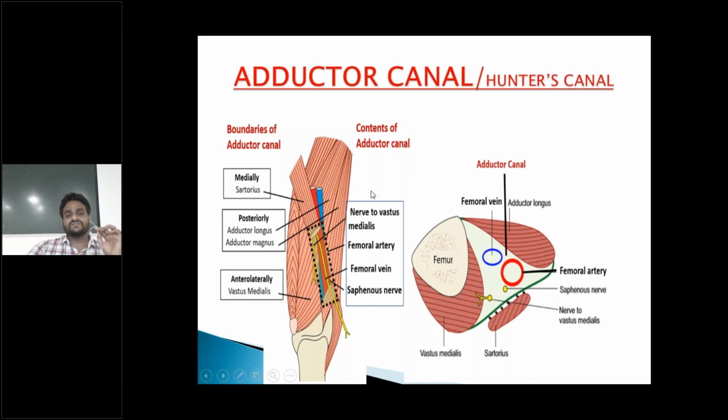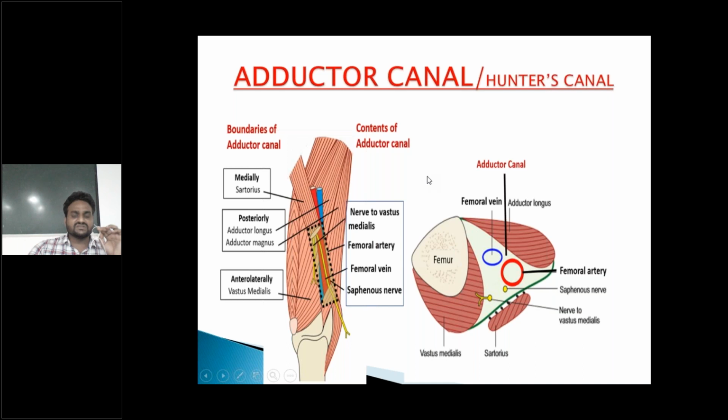Now the contents of the adductor canal, on another side we can see the contents. Same, the main contents: femoral vessels, femoral artery, femoral vein. These are the main contents of the adductor canal. These are accompanied by the saphenous nerve, which is a branch of the femoral nerve. And the nerve to vastus medialis, this is also a branch of the femoral nerve. So in this picture we can see the cross sections of the contents: femoral artery, femoral vein, saphenous nerve, and nerve to vastus medialis. So these are the contents of the adductor canal.